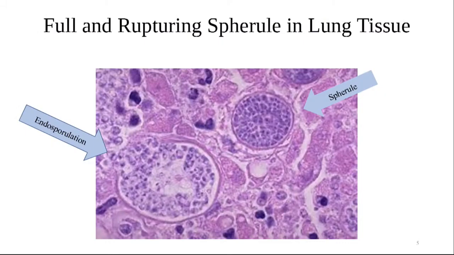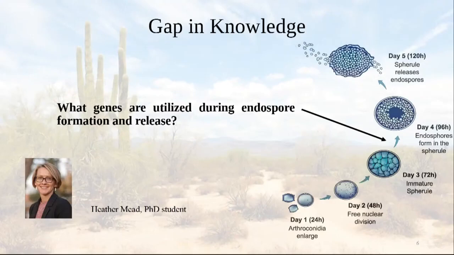And this is just a histopathological slide of those two phases. On the right, you see a mature spherule that is full of endospores. And then on the left, you see that actual process of endospore release. So you see the cell wall breaking open and those endospores being released into the host tissue. Next slide, please.